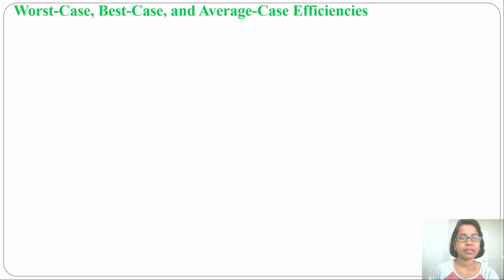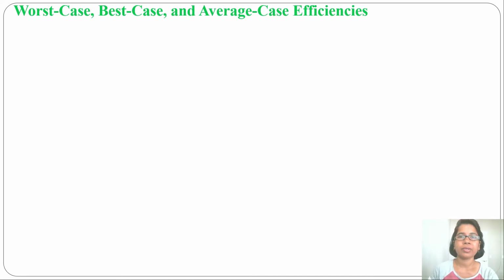Hi, let's discuss different types of analysis. There are three types of analysis. One is worst case analysis, next is best case analysis, and another is average case analysis. I will explain these three types of efficiency with a sequential search algorithm example.